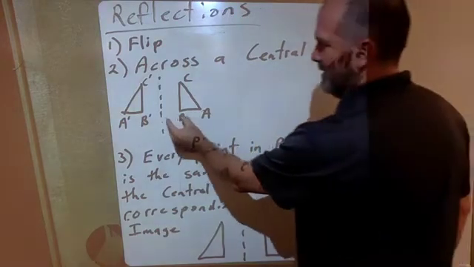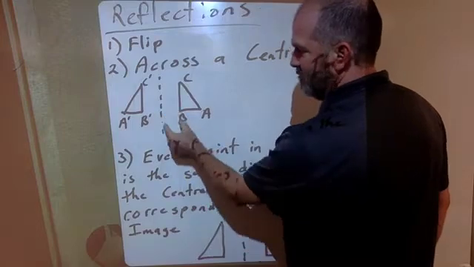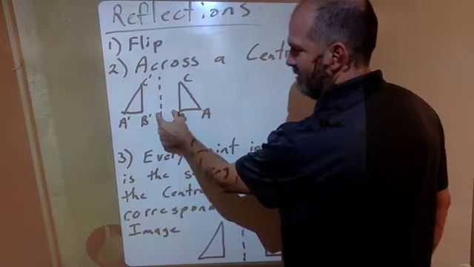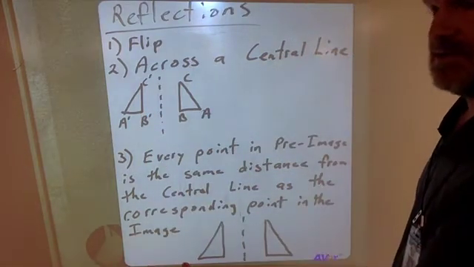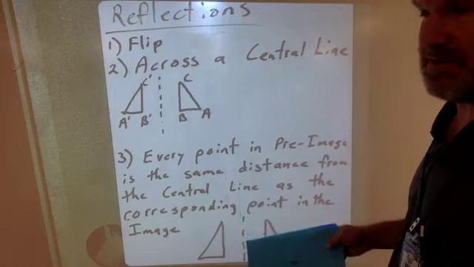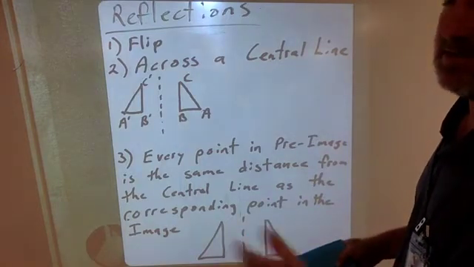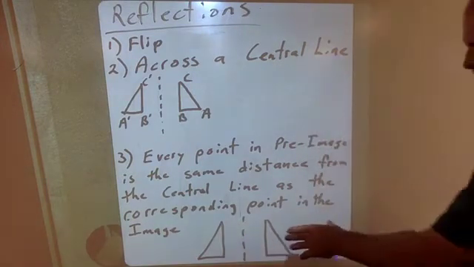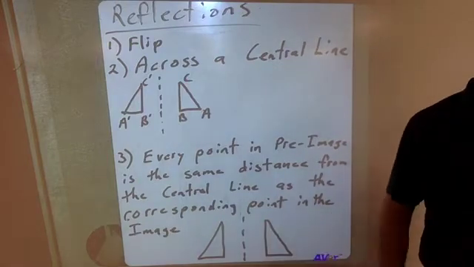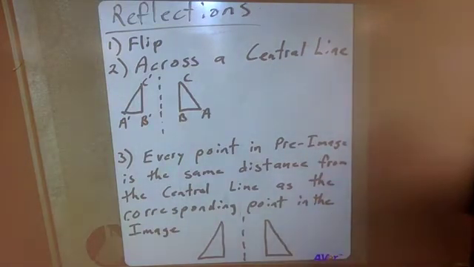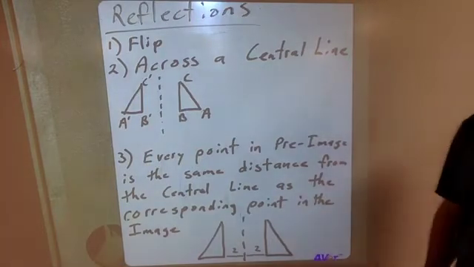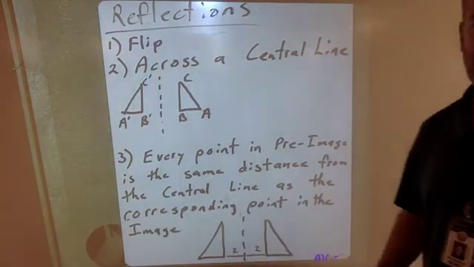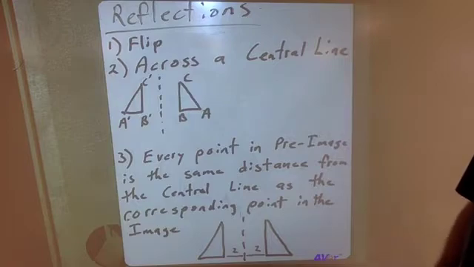So if B is this far from the central line, B prime will be that same distance from the central line. You flip across the line and end up the same distance away from the line as what you started, just on the other side of the line. And that's kind of what I drew down here. I was going to use this picture to explain what I just did, and say, if this is a distance of 2, then this would also be a distance of 2. You end up the same distance away from the line you're flipping across as from what you started.